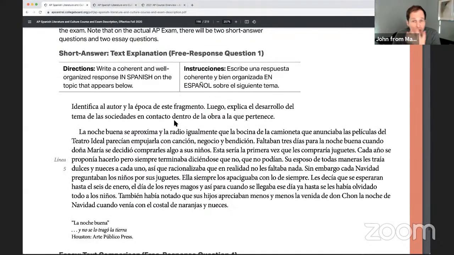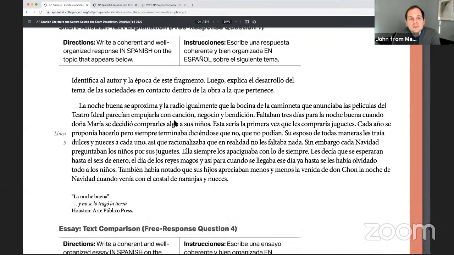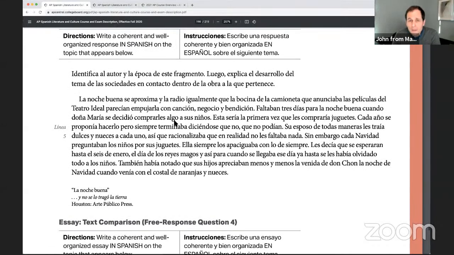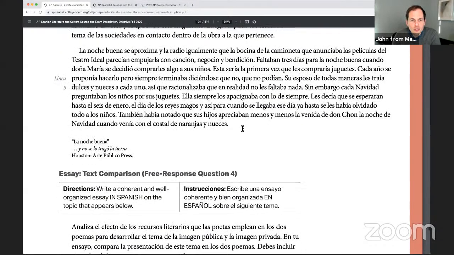So you need to know the author. You need to know the period, the época, and then explain the development of the theme of societies in contact within the work to which this is pertained. So that's your first short answer.